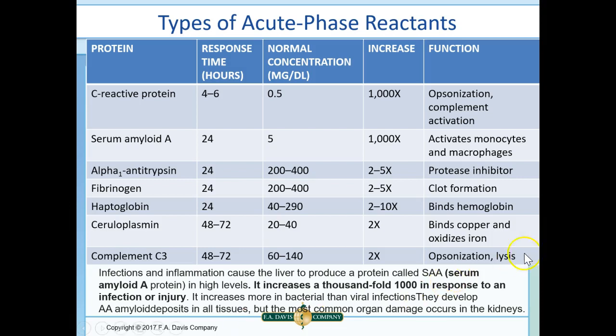Alpha-1 antitrypsin is a protease inhibitor. We see that one increased with emphysema sometimes. Or I should say, not increased, sorry. People with emphysema, it could be due to an alpha-1 antitrypsin deficiency. Fibrinogen, that's considered an acute phase reactant. It's involved in clot formation, where the platelets come in and it needs that fibrinogen to make that clot. We learned about that in coag last week.